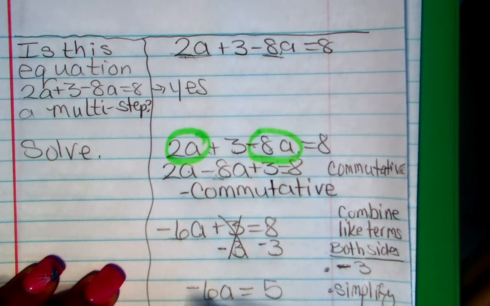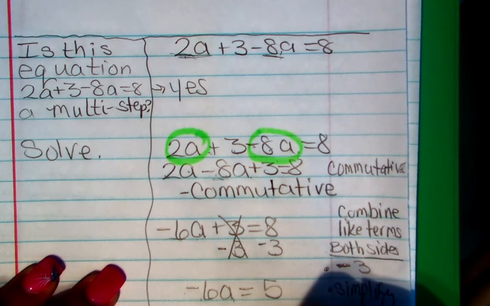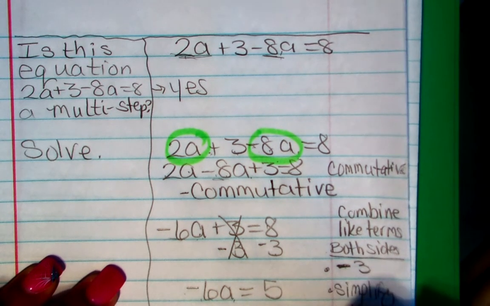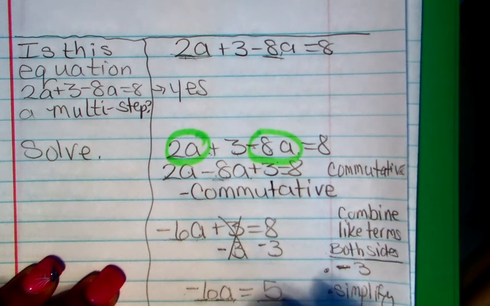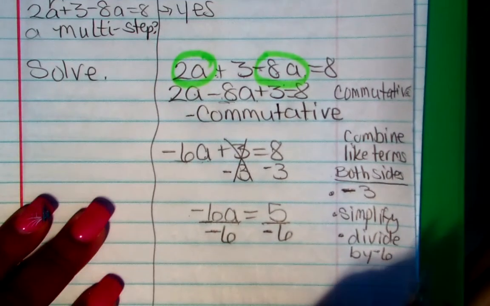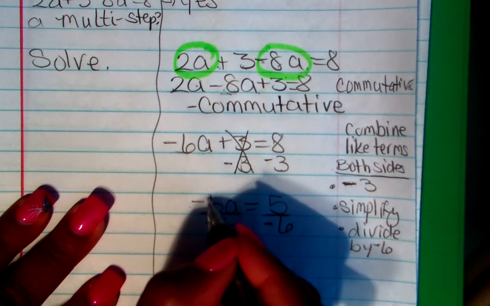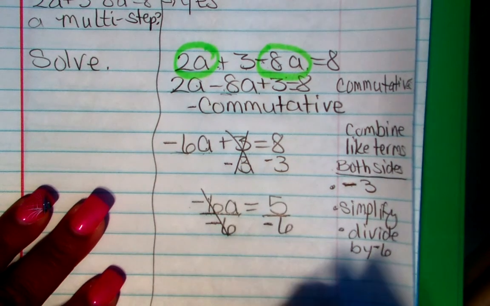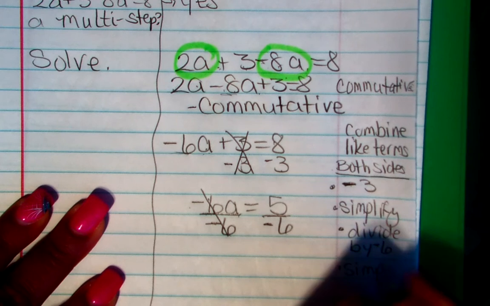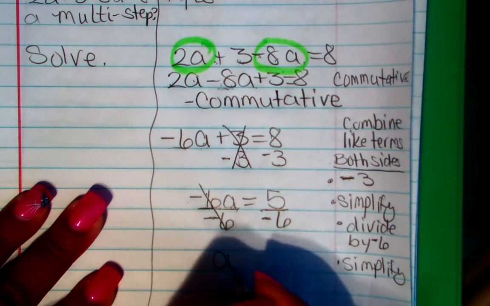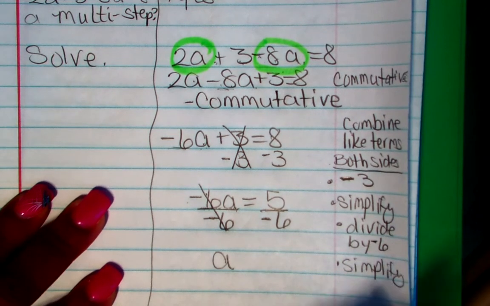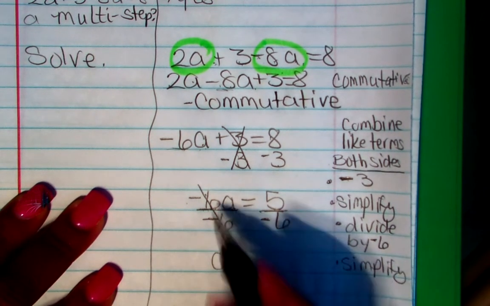Since I have not isolated the variable a, I have to ask what is being done. It's being multiplied by negative 6. So I have to divide both sides by the coefficient negative 6, not just 6. Negative 6 divided by negative 6 is a positive 1. Therefore, I'm left with positive 1a, because I'm simplifying now. I don't write the 1, I just write a. So I'm left with a equals.